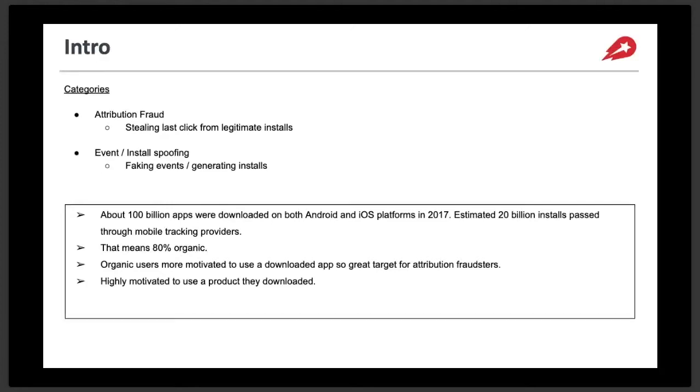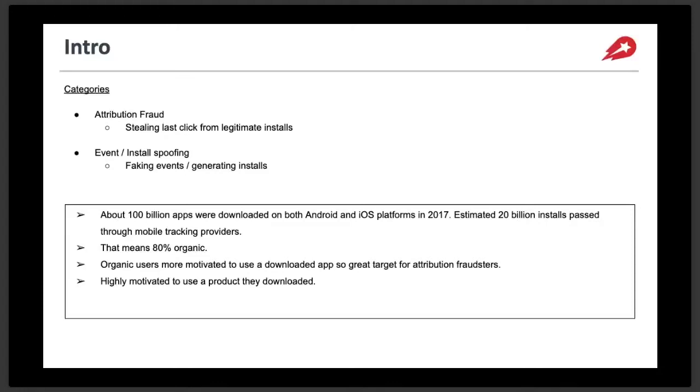So attribution fraud, obviously, is falsely attributing the efforts of paid activity to organic users or people that would have been your customers anyway, those who were going to install your app or who were in the process of installing. Event spoofing or install spoofing are faked installs that are sent to your mobile measurement provider and make you pay for a CPI that didn't exist.